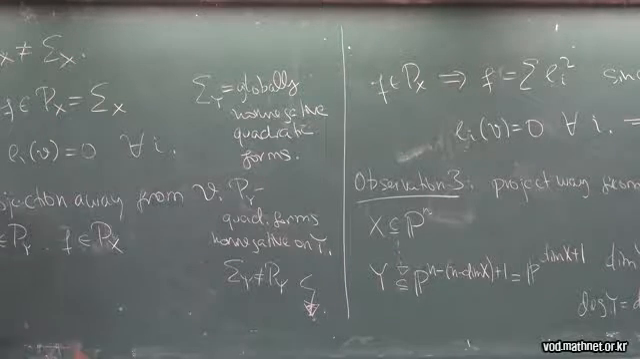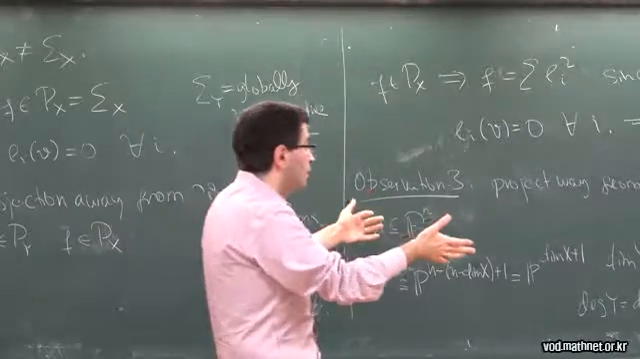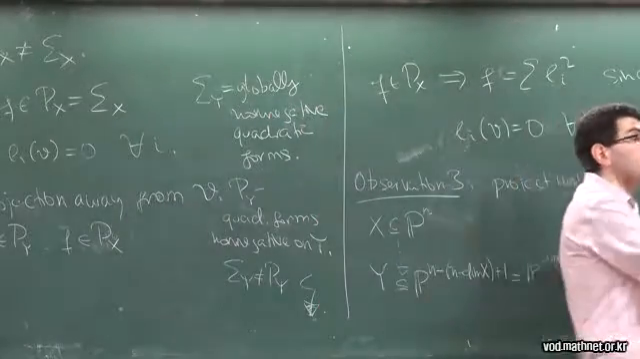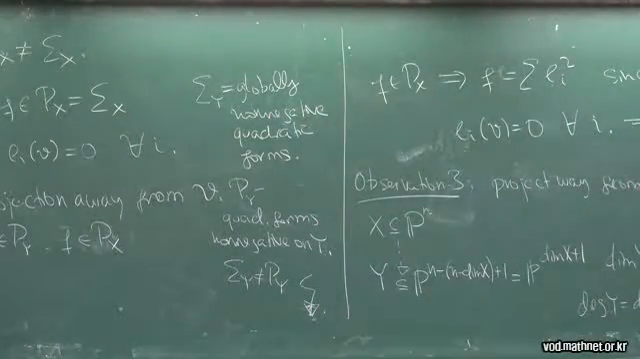Then we say, well, if you project away from enough points, you will arrive at something where there are no quadrics in the ideal whatsoever. And then non-negative polynomials cannot possibly be equal to sums of squares. And that's a contradiction.